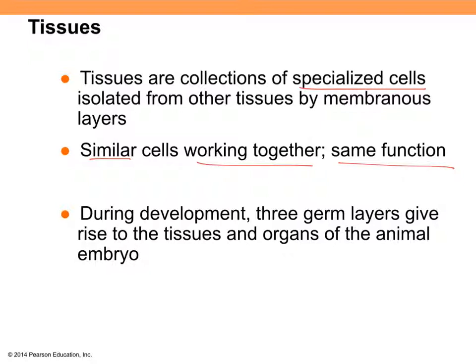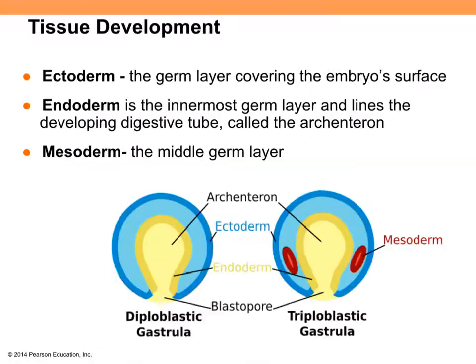During development of embryos, we see that many animals have 3 germ layers that can give rise to different types of tissues. So when we look at tissue development, there are 3 types of tissue. The ectoderm is on the outside of the embryo surface, the endoderm is the innermost layer, and the mesoderm is the middle germ layer or middle layer of tissue. And the mesoderm is where we see a lot of tissues and organs develop.